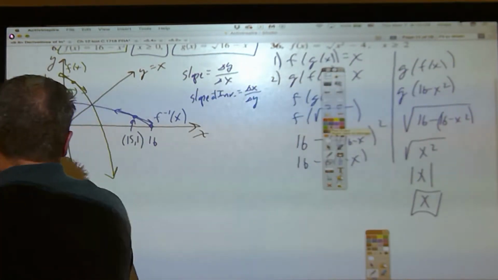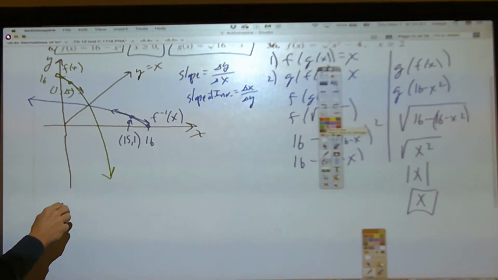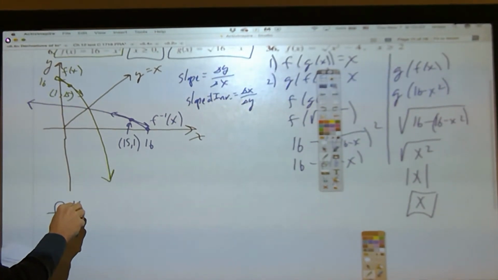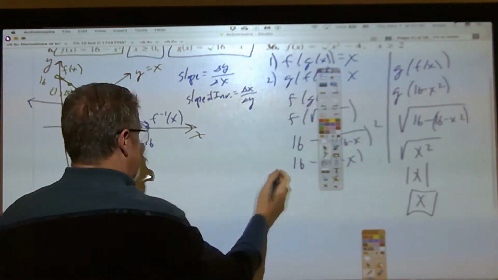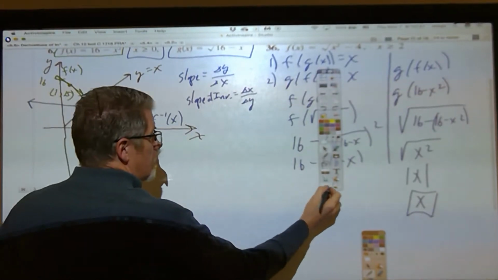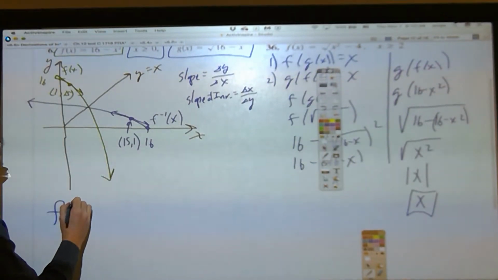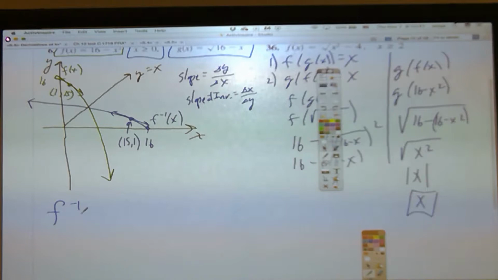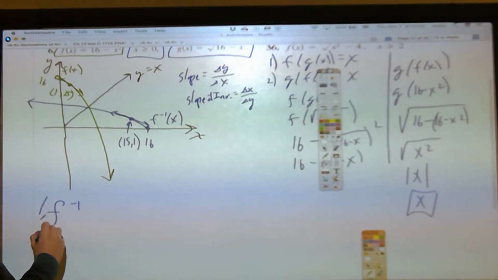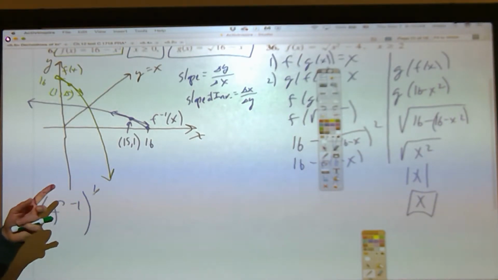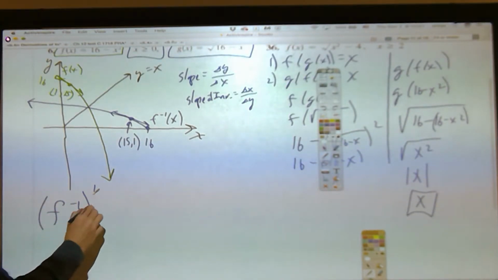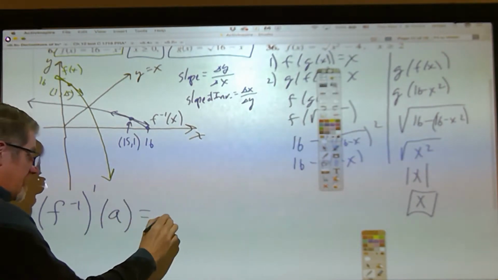So, friends, first of all, I do want to let you know that the formula for today is here. F inverse prime, the derivative of the inverse function evaluated at a.